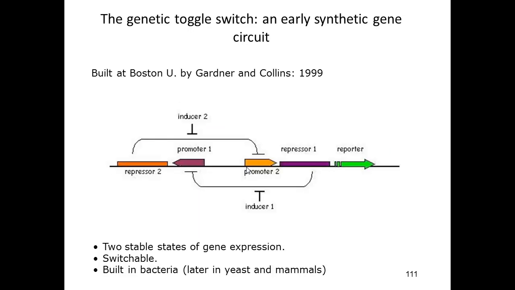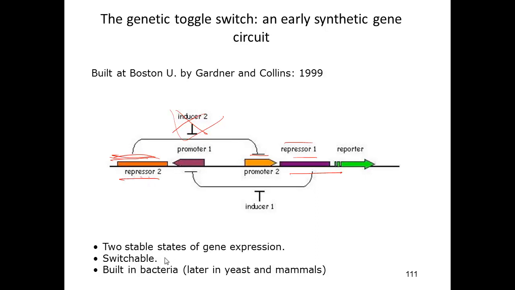There is the toggle switch developed by Jim Collins and Tim Gardner, and in this case, the circuit is bistable. You can either make protein 1, or in this case, protein 2, and it acts as a bistable switch, because if you're making protein 1, you've shut down the production of protein 2. Exactly conversely, if you're making protein 2, you're shutting down the production of protein 1. That state will persist. You're going to make protein 2 as long as you need to until you intervene with an inducer molecule. This inducer molecule breaks the interaction here. It allows repressor 1 to be made, and once repressor 1 is made, now it inhibits repressor 2. You no longer need the inducer molecule because the repressor protein itself is doing the inhibition of repressor 2.